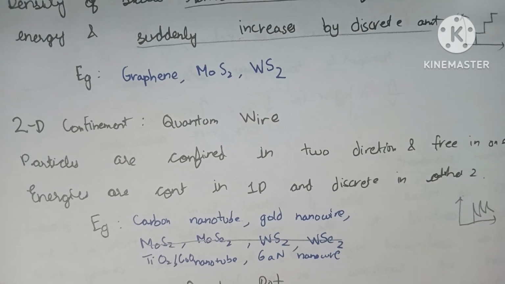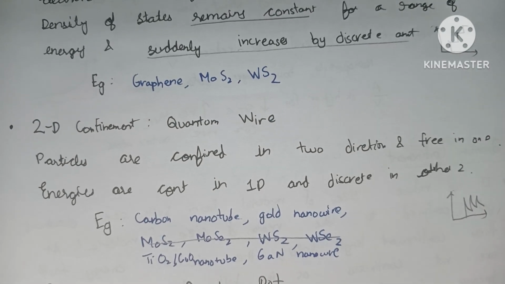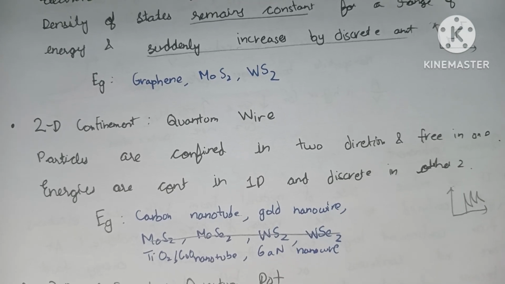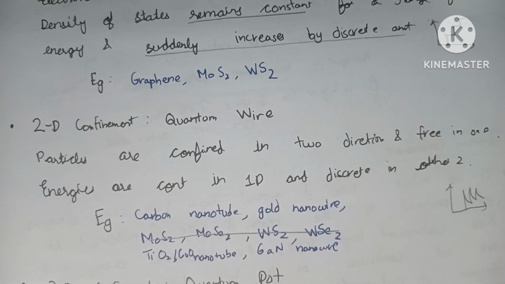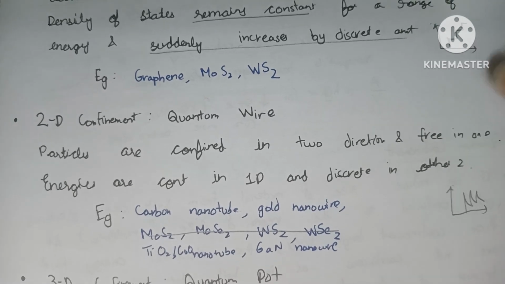Now 2D confinement, which is also known as the quantum wire, wherein the particles are confined in two directions and free to move around the other one. And the energies are continuous in 1D and discrete in the other two. For example, in carbon nanotube and gold nanowire.